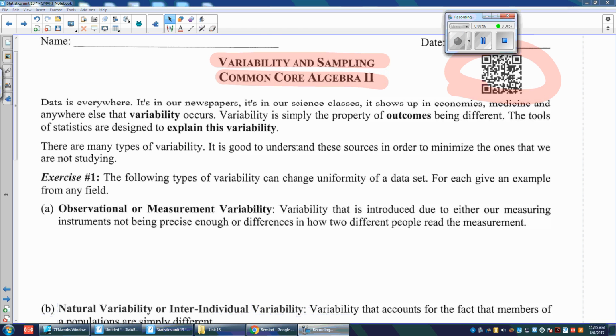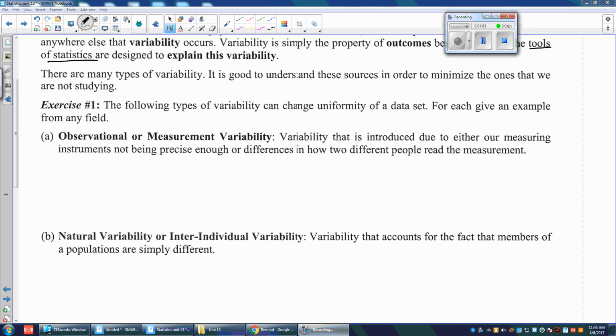You're already familiar with many of the tools of statistics. Before we get into the tools, let's explain the different types of variability. Things can vary because of different factors, and we're going to try to separate those into categories. It's good to understand these sources in order to minimize the ones that we're not studying. So we're going to try to eliminate different types of variability if we want to know what's going to be happening.